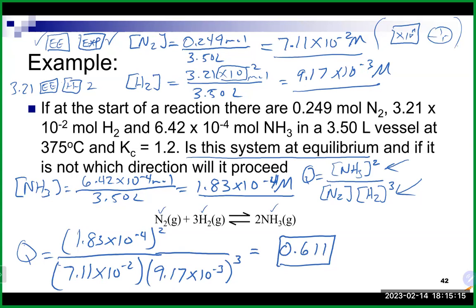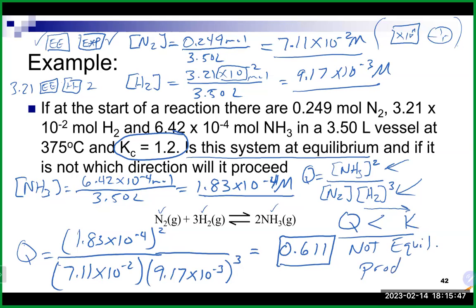So now that we have the Q value, we actually want to compare it to the KC value. So in this case, my Q value is less than, equal to, greater than the K. It is less than the K. What that tells us is it is not at equilibrium. And to reach equilibrium, do I need reactants or products? It's actually opposite of where that guy is pointing. So that's to the right, which means we need products here. So we do have to head to the product side to reach equilibrium. Any questions on any of those steps there?